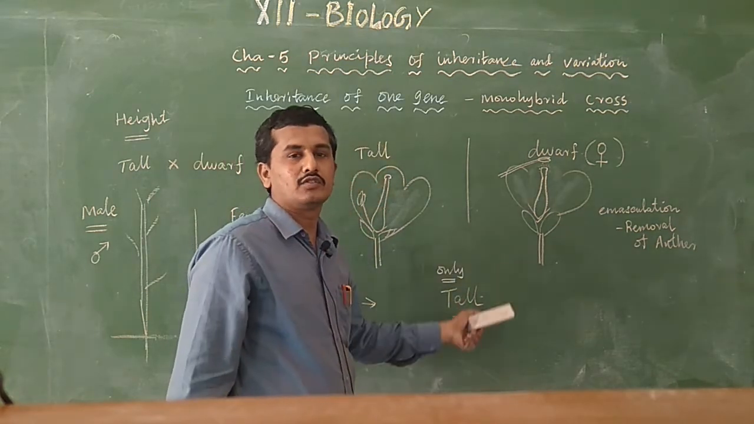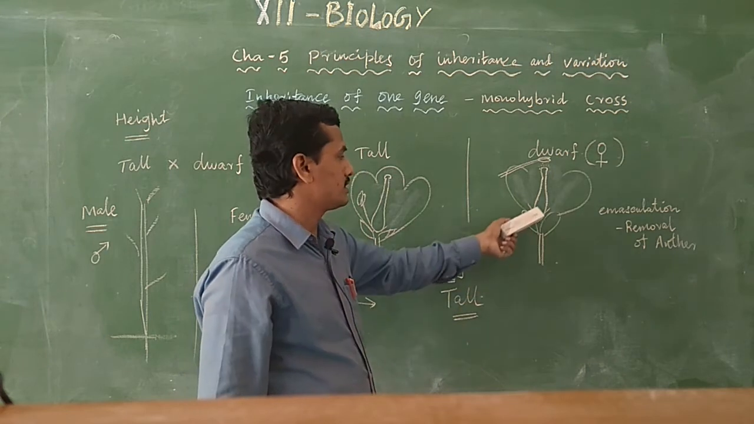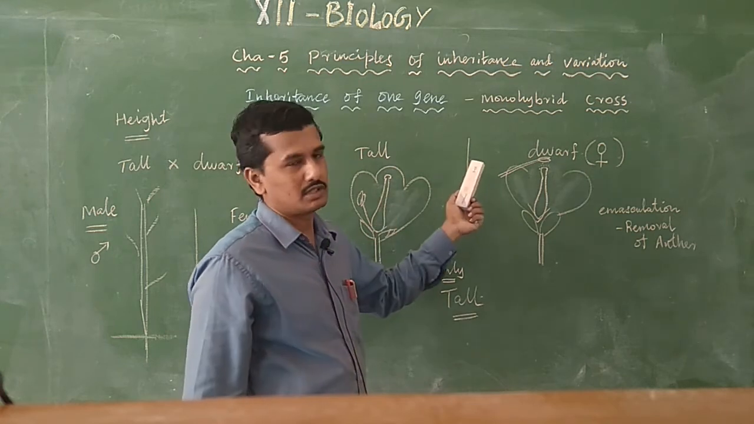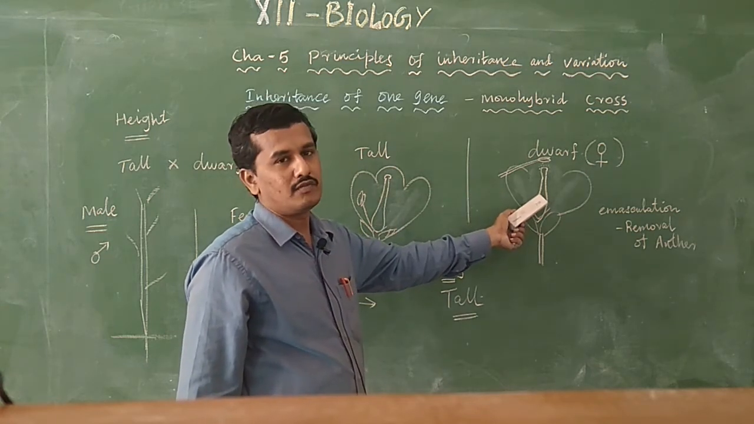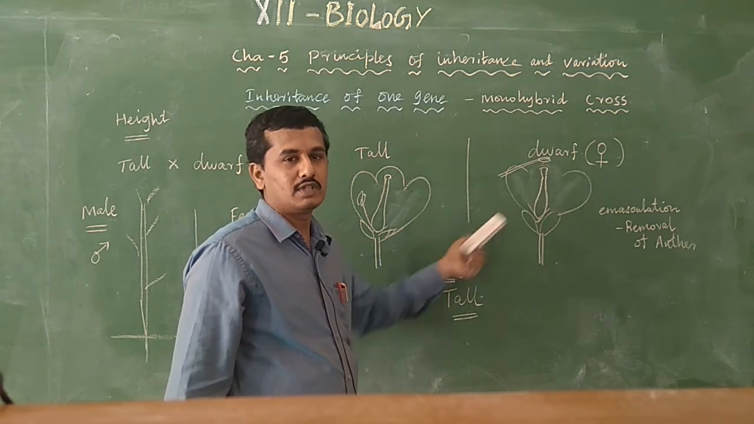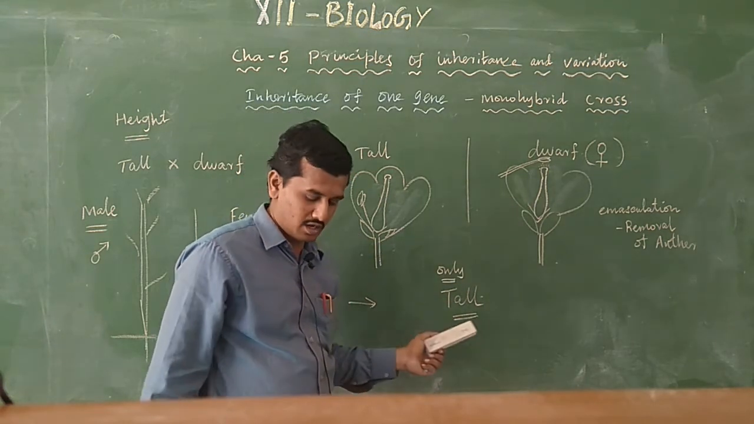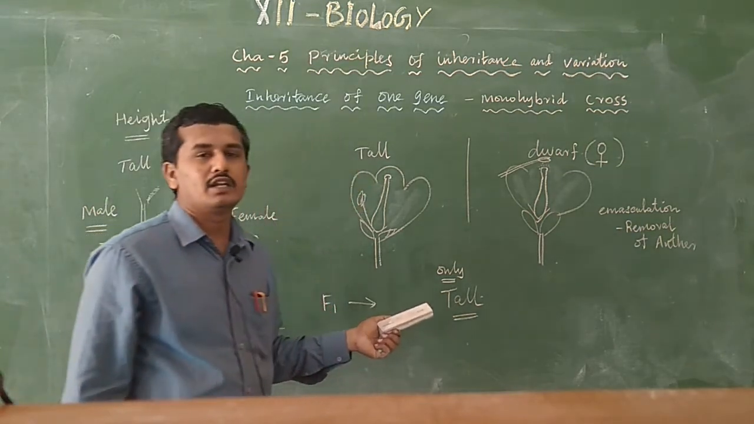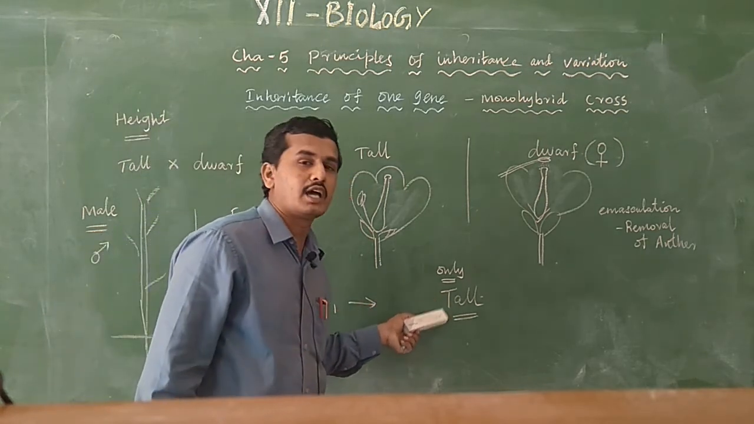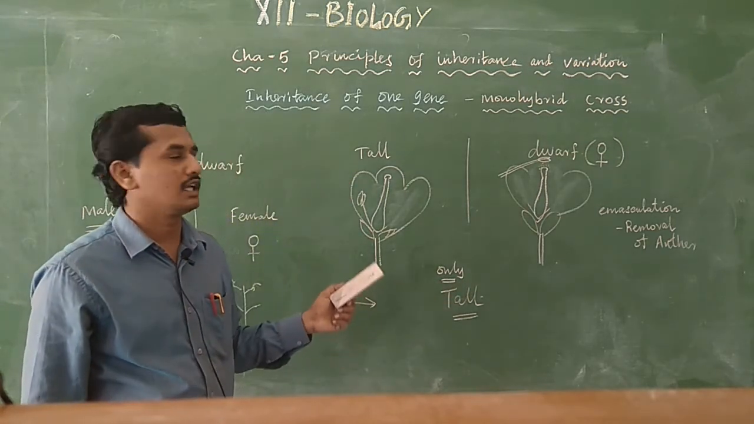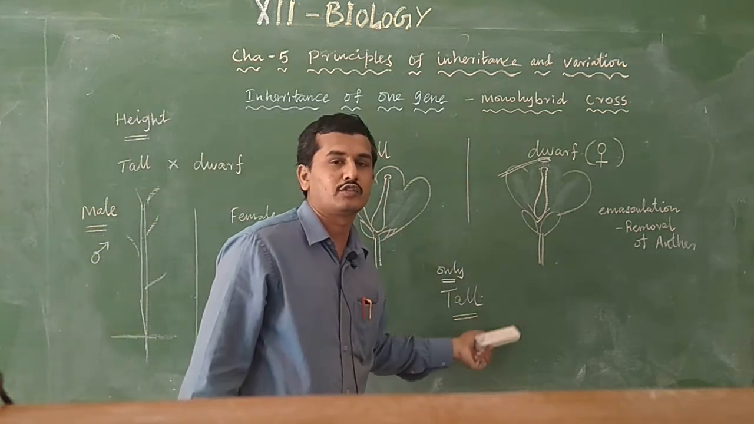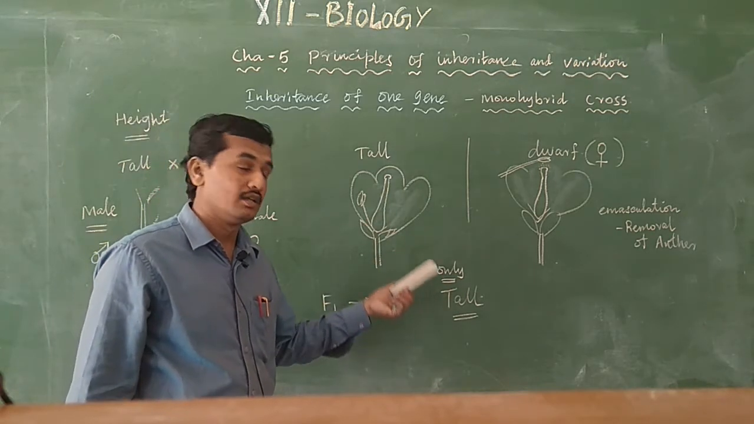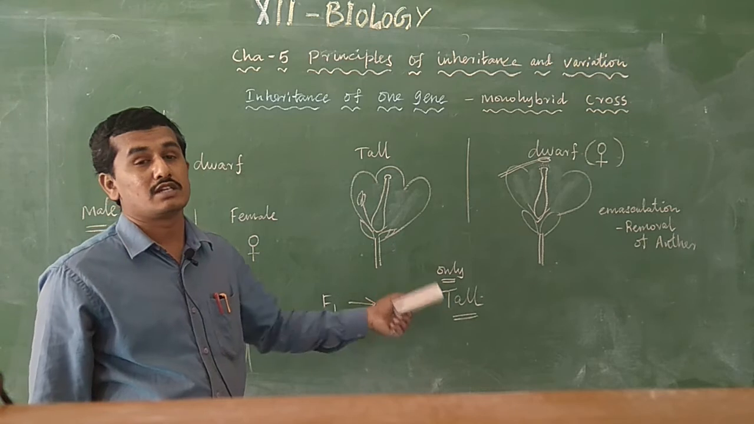Why is the dwarf plant not produced? Normally we take seed from the dwarf plant. We take the male gamete from the tall and the female gamete from the dwarf, and the seed is also taken from the dwarf plant. So normally, tall only is not expected, but according to Mendel's research, only tall pea plants are produced. Mendel wondered why the dwarf plant is not expressed in the F1 generation. All the plants are tall, not dwarf.